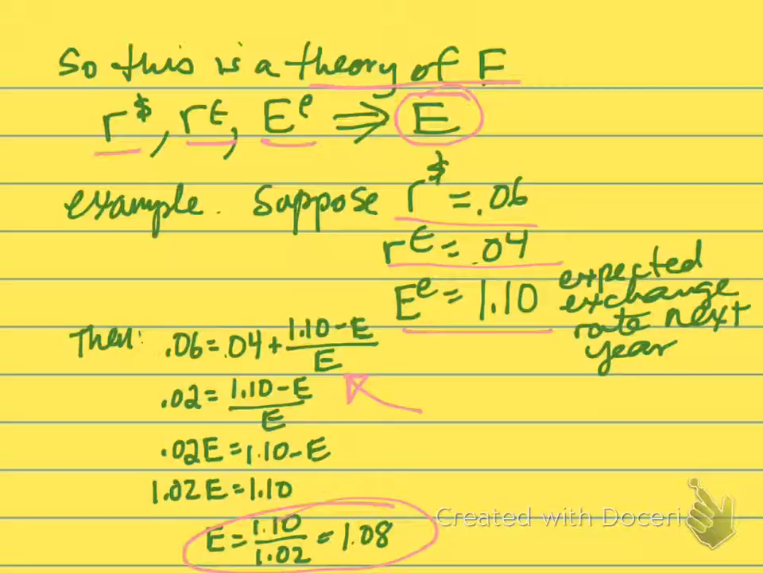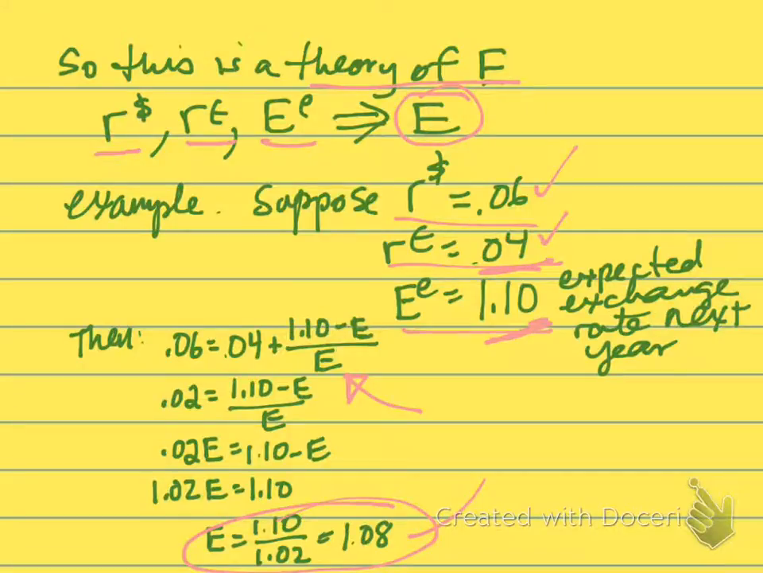So given that, we notice that the U.S. interest rate is higher than the euro interest rate, and the expected future exchange rate is 1.10, and the current exchange rate is 1.08. So the dollar is expected to depreciate over the course of the year. That is, the euro is expected to appreciate over the course of the year. So if you invest in euros, you get a 4% interest rate plus a 2% expected appreciation.